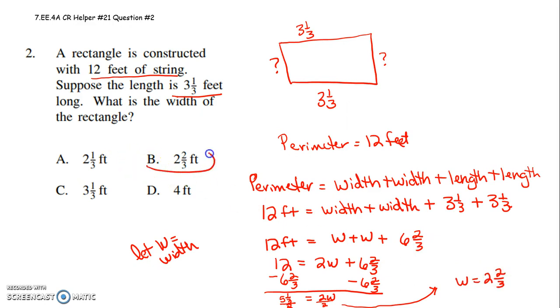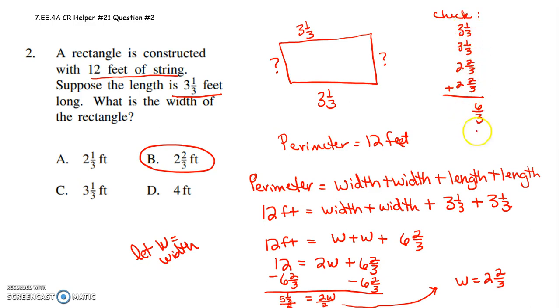Let me show you. You could have just guessed and checked. Here's my check. We're finding perimeter, so I could take 3 1/3, 3 1/3, 2 2/3, 2 2/3, and add those all up. 1/3 and 1/3 is 2/3. 2 more thirds is 4/3. 2 more thirds is 6/3.